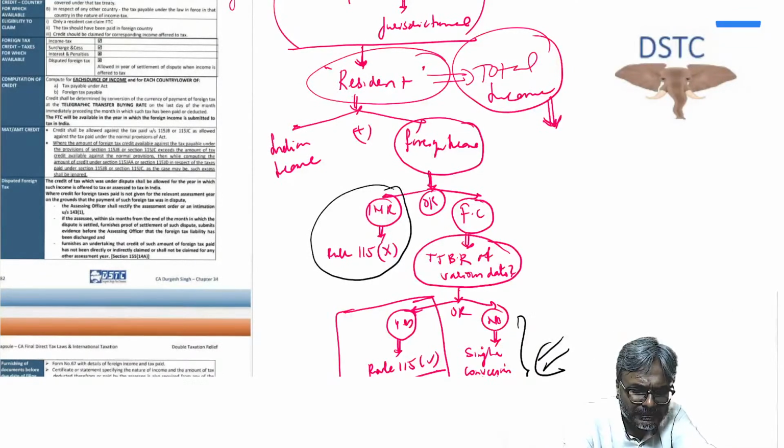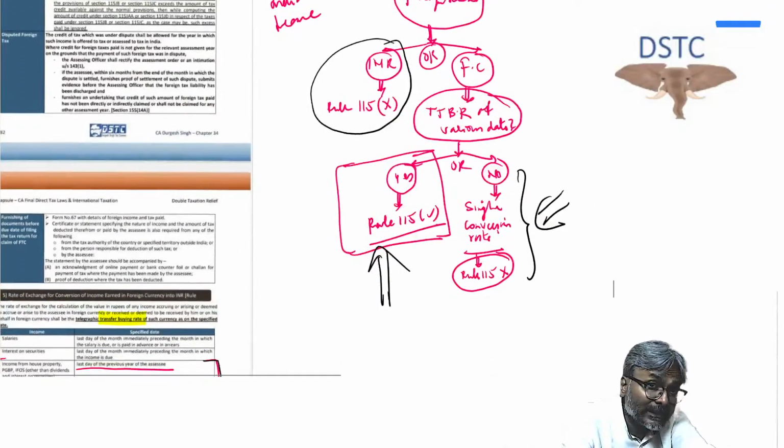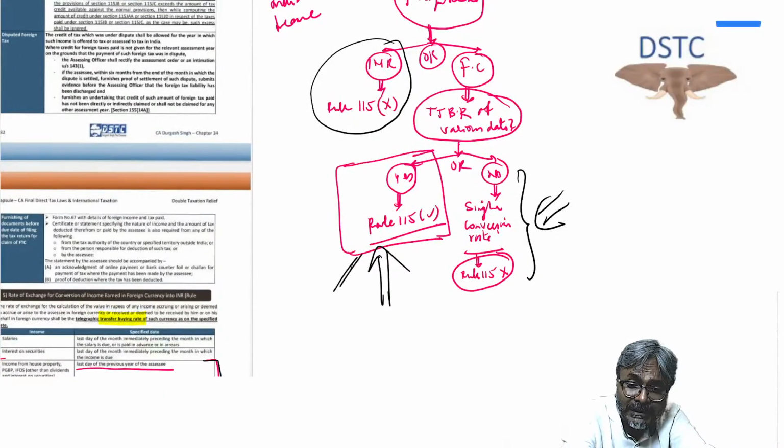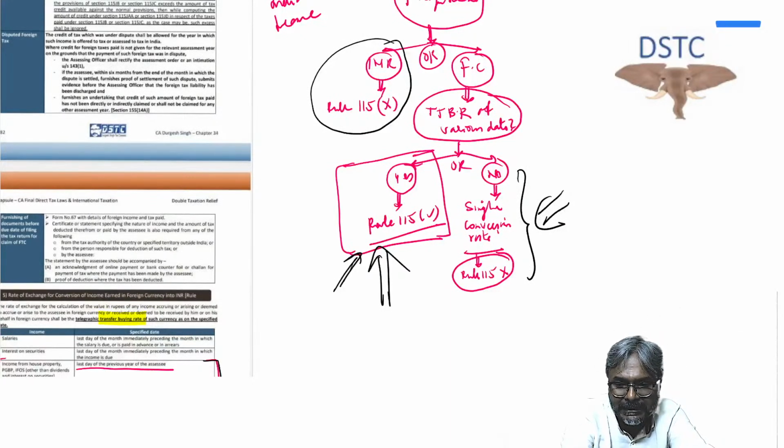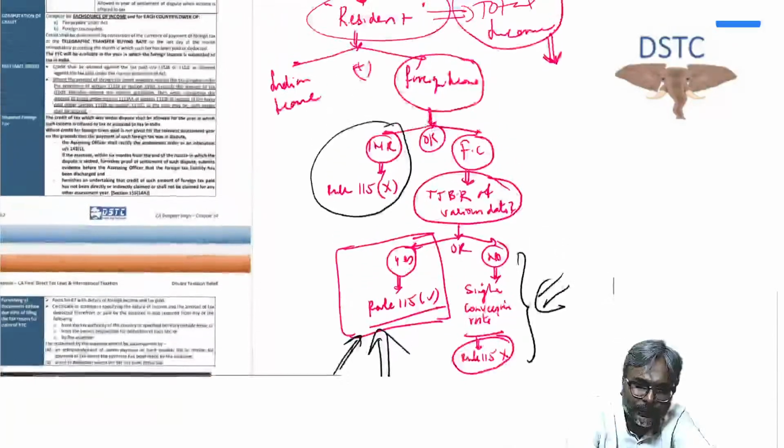But in one question, which was in their COVID attempt, they targeted this: they gave you multiple TT buying rates. At that point of time, you need to be very careful about which is that income and which is the rate that has to be applied. That's the only point of time where you need to be careful about it.